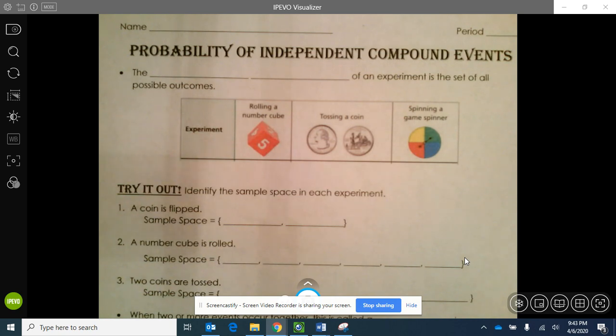Hello, welcome to today's lesson on probability of compound events. We're also going to take a look at sample space today.